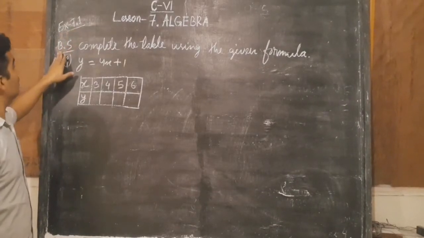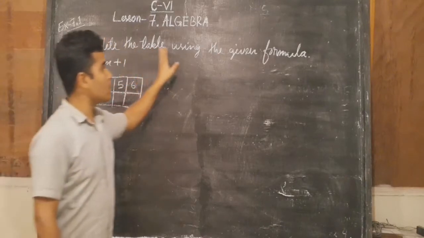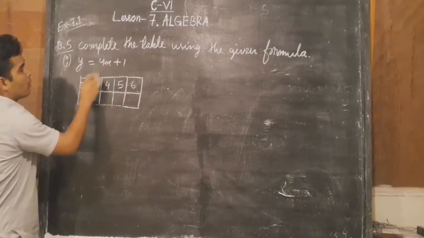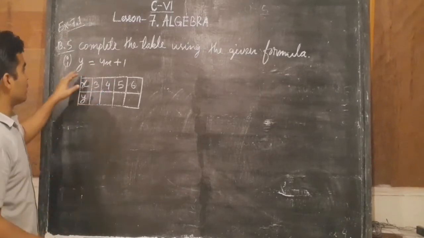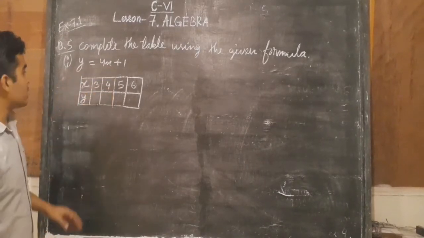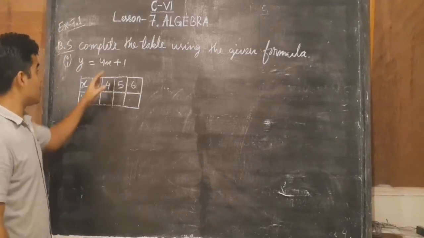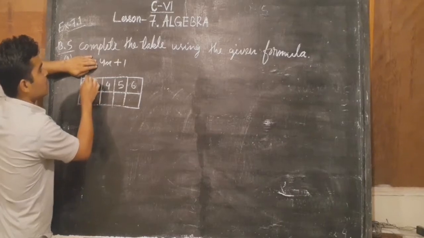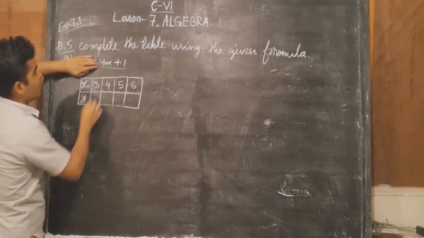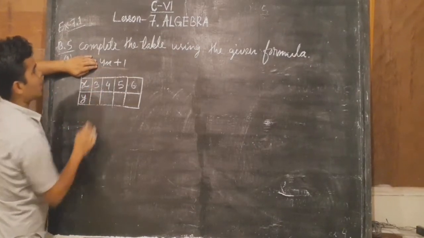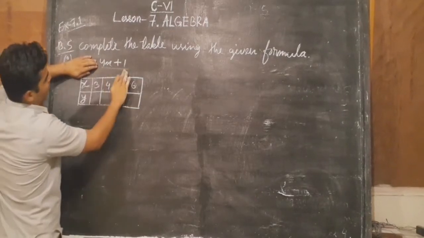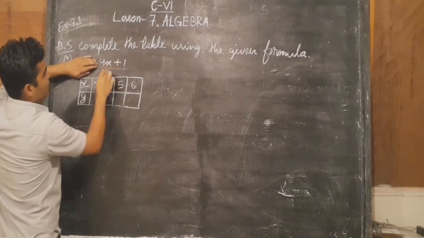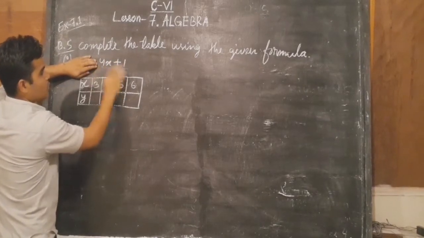Question number 5. Complete the table using the given formula. Here we have a formula. Here we need not find the formula. They have already given the formula. Before, I said that in any algebraic expression we use a variable. You can see we have an expression here, and in this expression x is the variable. I can solve this expression if I have a value for this x. If I know what x is, then I can solve this.